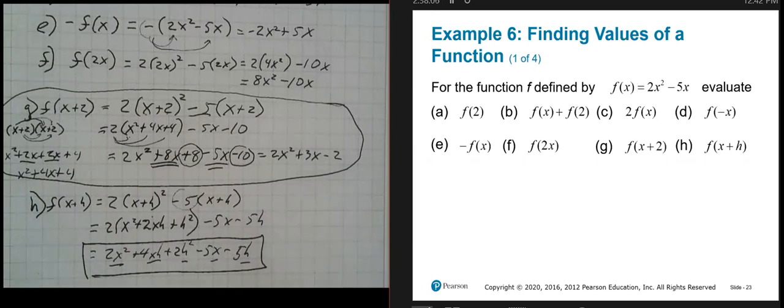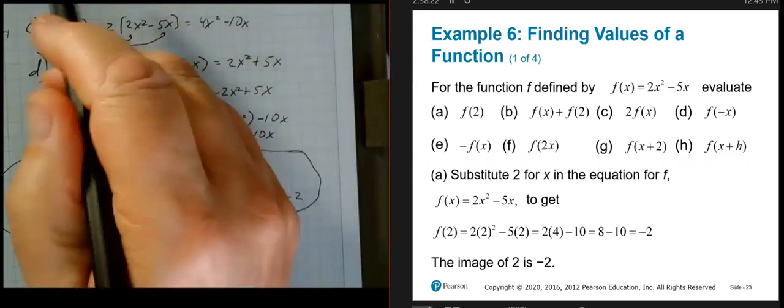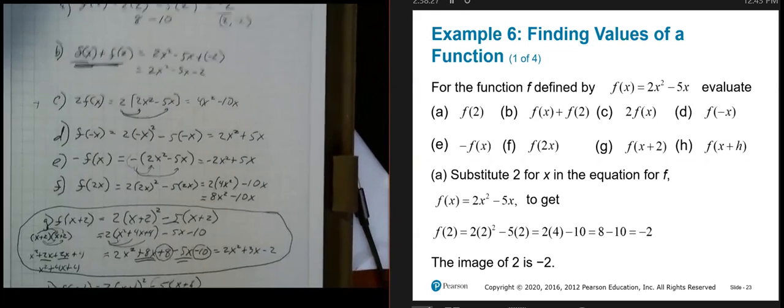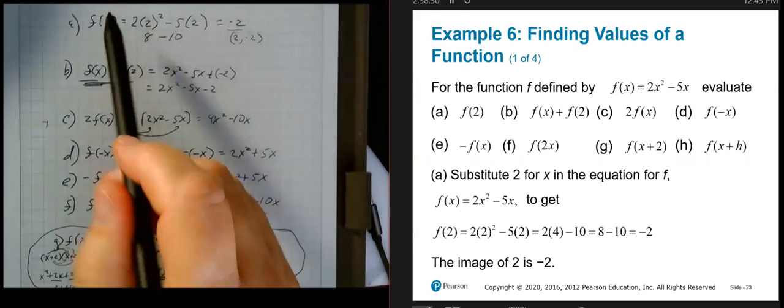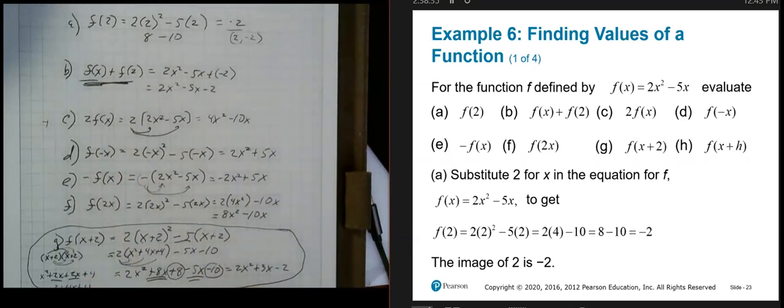Any questions? Yeah, and then they go ahead and go through it and they get the same numbers we got. Oh, I like it that they say the image of 2 is -2. Yeah, when I put 2 into the function, I got -2. So the image of 2 was -2, or an argument of 2 gives us the image of -2.